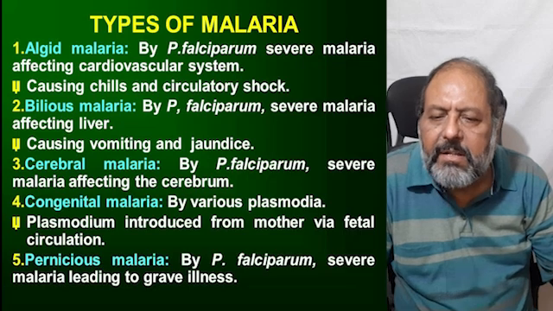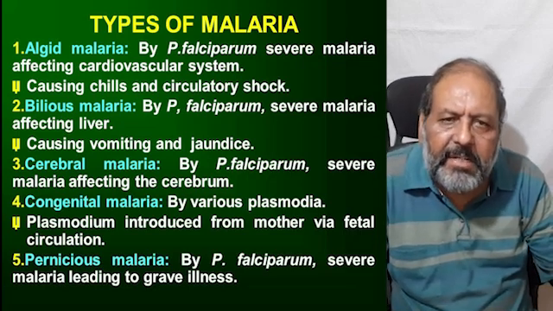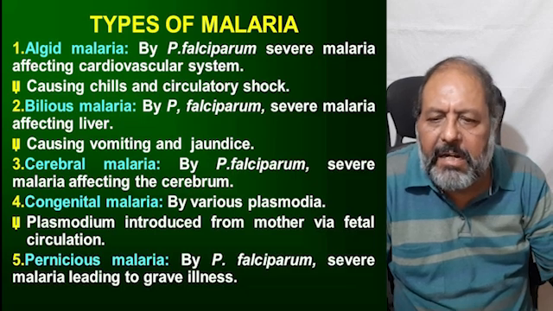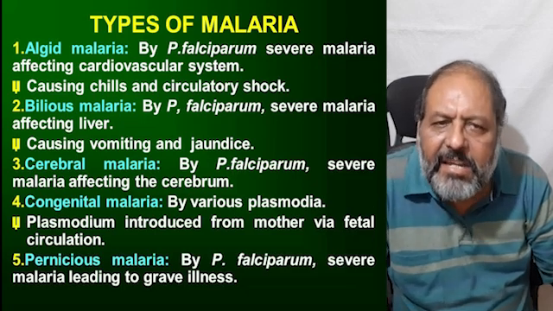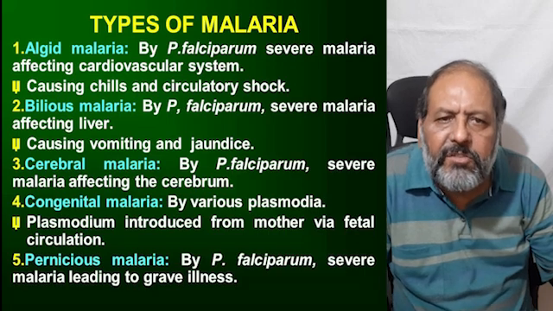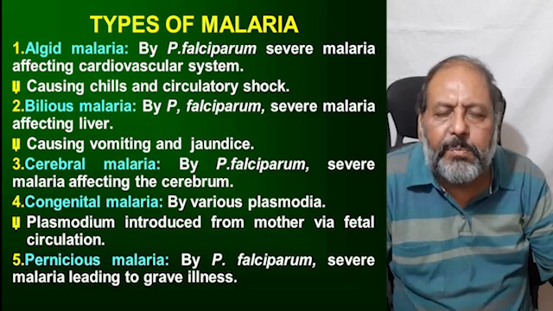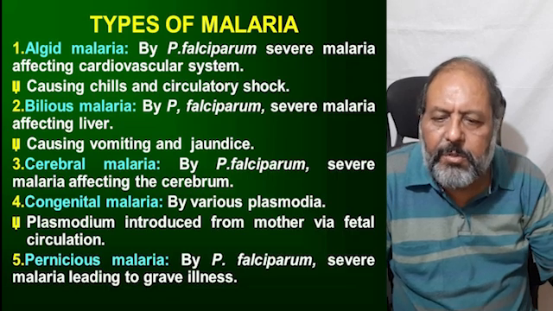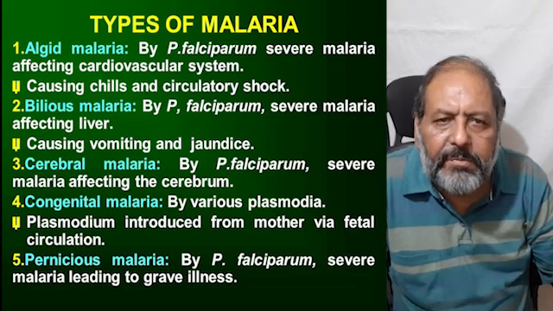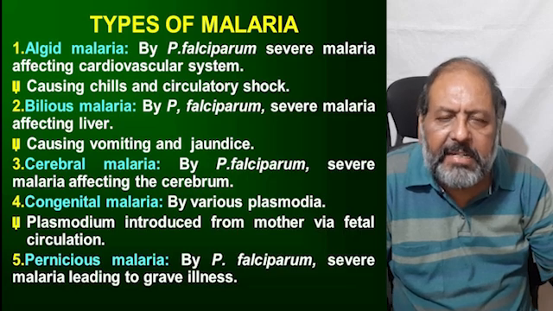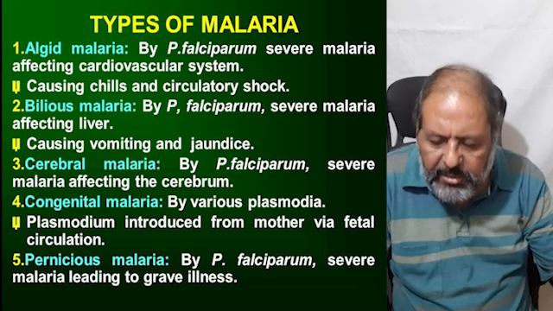Then third is cerebral malaria, which is by Plasmodium falciparum, severe malaria affecting the cerebrum of the brain. Then fourth is congenital malaria, which is by various Plasmodium introduced from the mother via the fetal circulation. So that is vertical transmission.